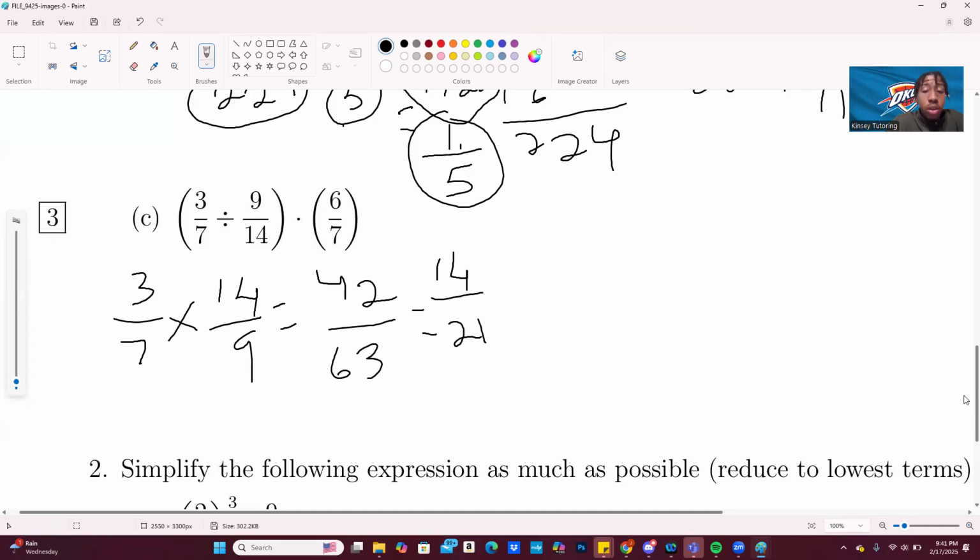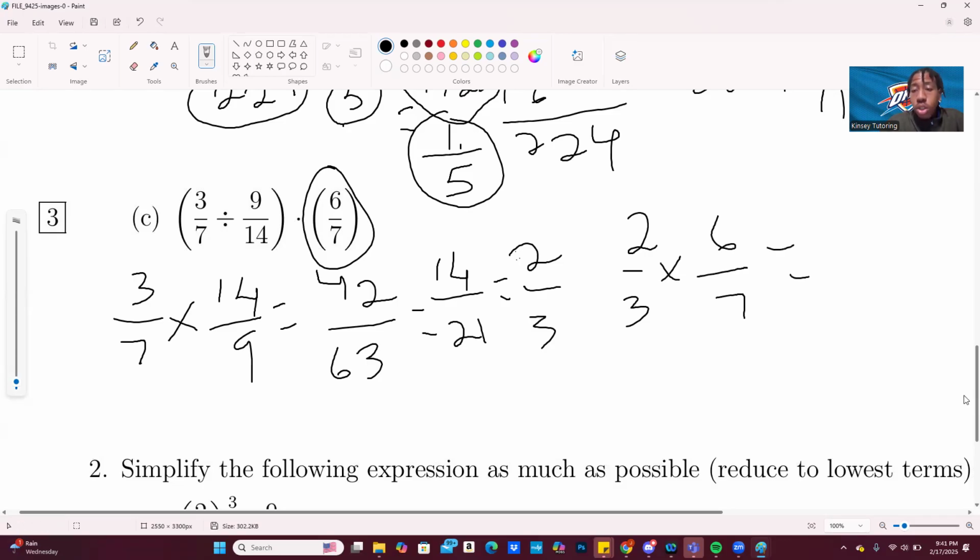Oh, well, 14 and 21. Now, what do they both go into? You could think. Correct, 7. So 14 divided by 7, 2 over, and then 21 divided by 7, 3. So 2 over 3. So now it's easier, right? Because then we take that 2 over 3, then we multiply by what's left over, 6 over 7, which equals 12 over 21, which can be reduced.